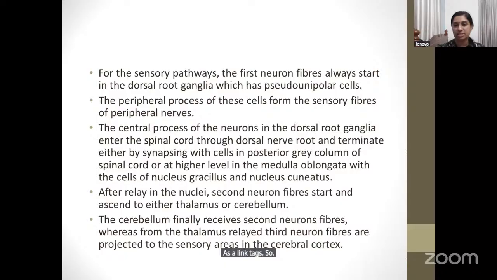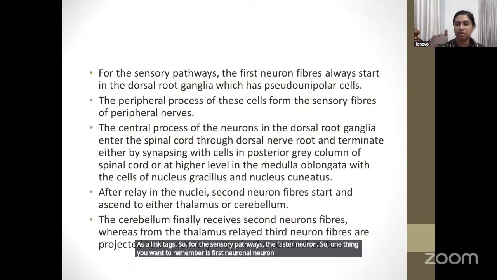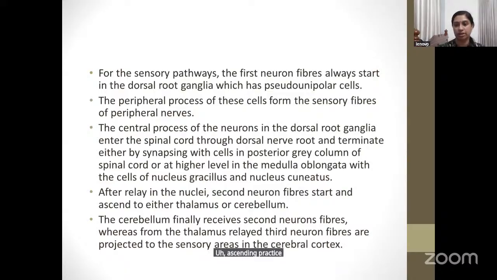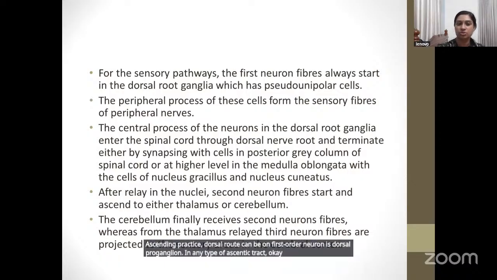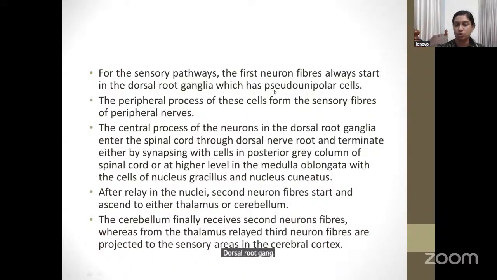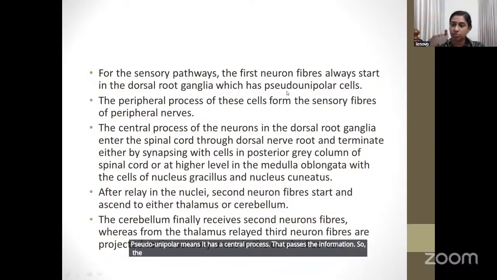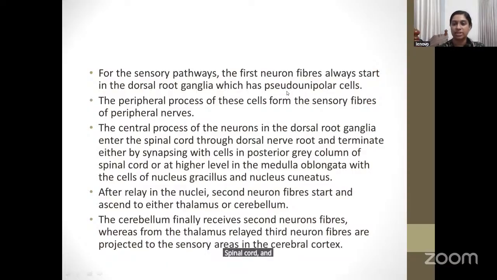So for the sensory pathways, the first neuron: one thing you have to remember is that the first order neuron in any ascending tract is the dorsal root ganglion. For the sensory pathways, the first neuron fibers always start in the dorsal root ganglion, which has pseudounipolar cells. Via the peripheral process, the information is carried to the dorsal root ganglion, and from the ganglion, via its central process, it is carried to the spinal cord and further passes into the ascending tracts.